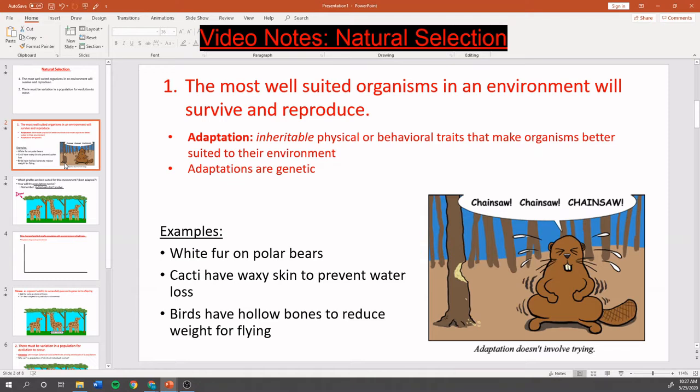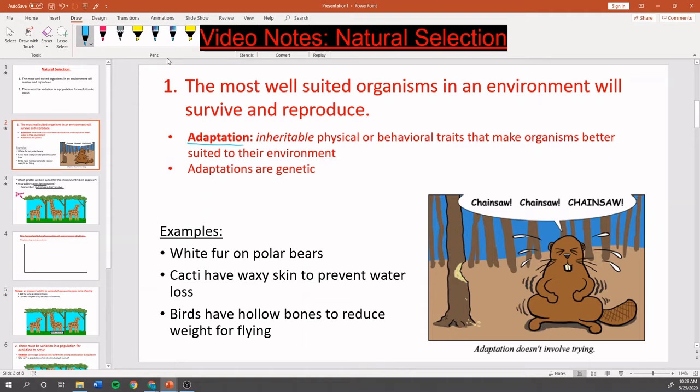All right, so again, anything in red, write down. Okay, so you can pause it if you want, or just write as I talk. I would pause it though. So it says the most well-suited organisms in an environment will survive and reproduce. These are the ones who have adaptations, okay, who have the best adaptations, in fact. So the ones who have the best adaptations are the ones who survive the best.